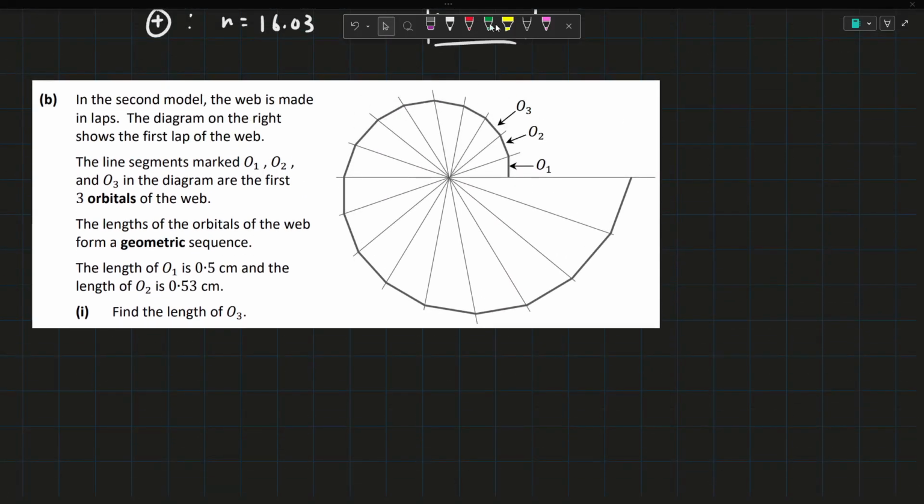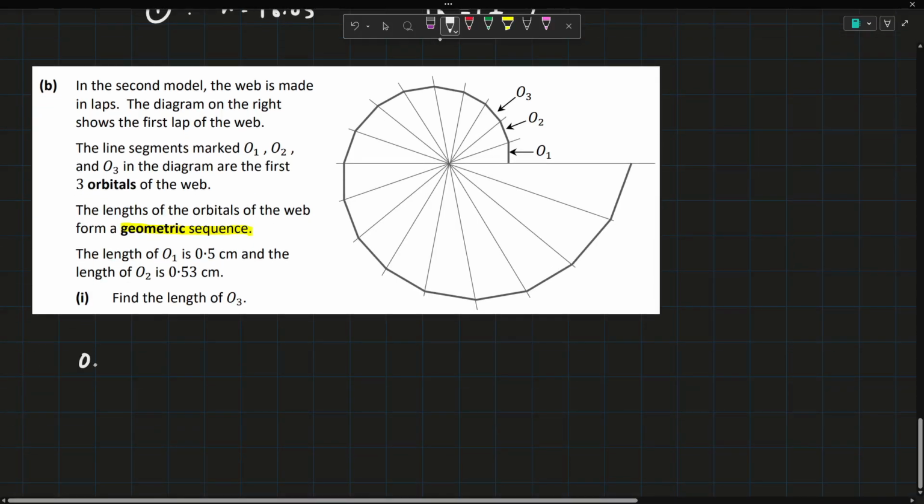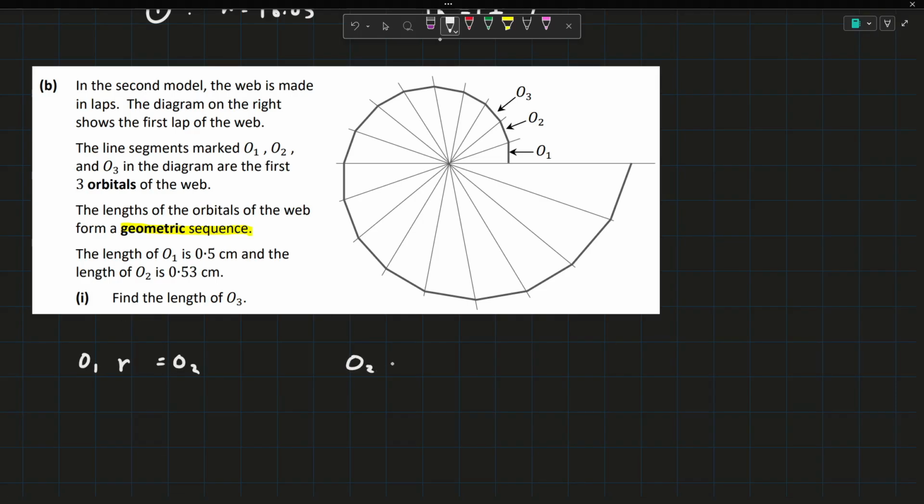Then in the next part, we're doing a different way of calculating the total length. So we have O1, O2, and O3, and this is a geometric sequence. We're told to find O3, and we're given O1 and O2. Remember, for a geometric sequence, we're multiplying by the same thing to get the next term. For example, to go from O1 to O2, we multiply by some number called r. Then to get from O2 to O3, we multiply by r again, and we keep multiplying by the common ratio r, and that's how a geometric sequence works.